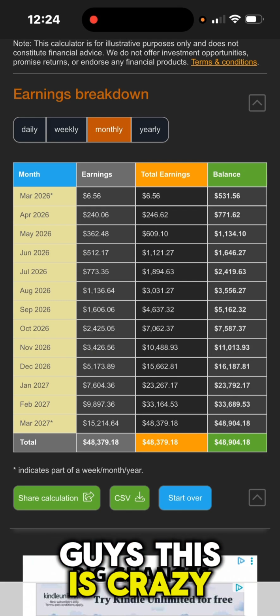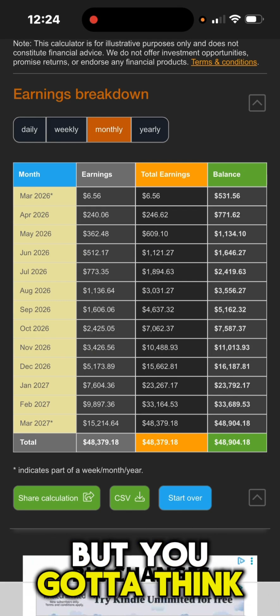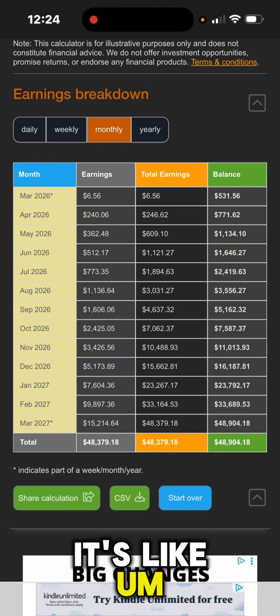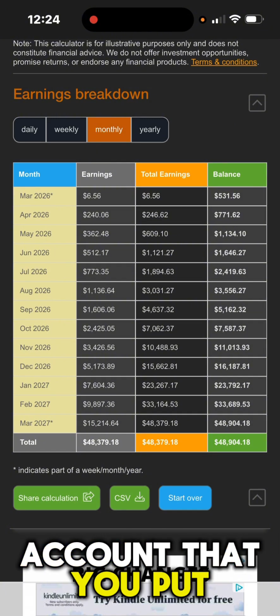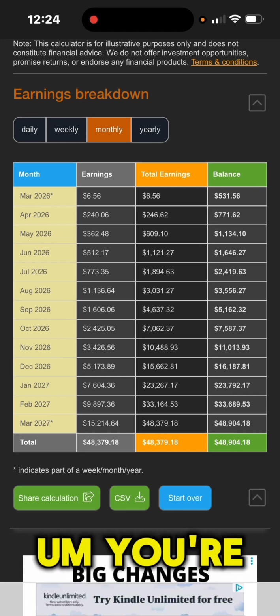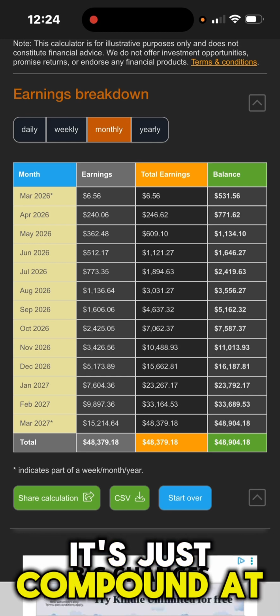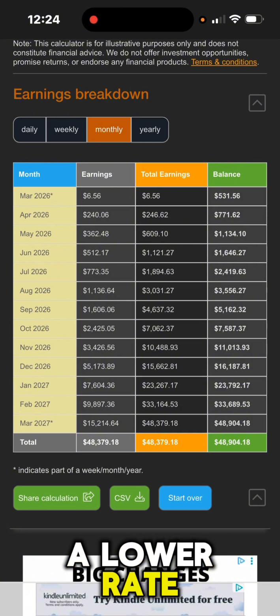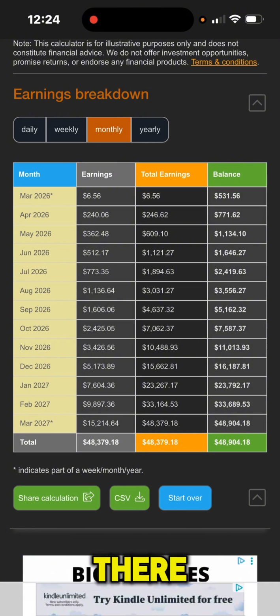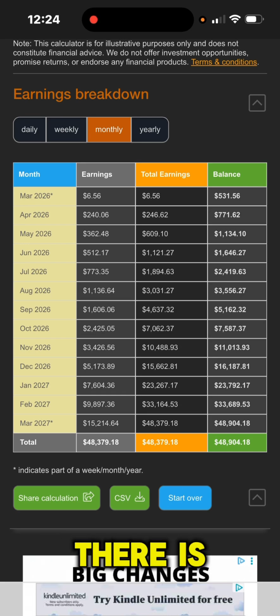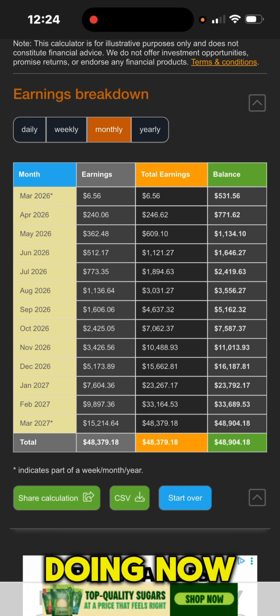This is crazy to hear out loud, but you got to think about this. It's like your 401k on a job or an IRA account, a Roth IRA account. You're putting money in for it to compound. That's what it is. It just compounds at a lower rate. There is nothing out there. I've tried many, many things, done many things, and there is nothing that beats what I am doing now.